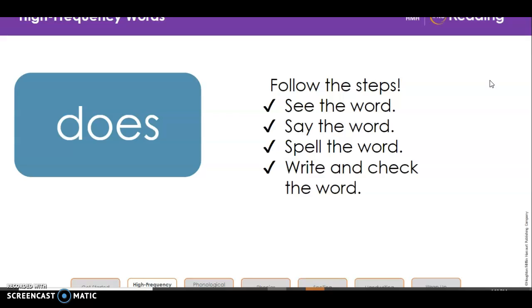Your next word is does. Look at the word. Repeat the word after me. Does. Does. My brother does his homework in his room. Say the word again after me. Does. Look at the letters in the word. Let's spell it out loud together.